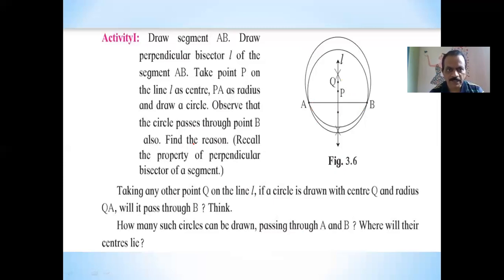Now look here, find the reason, recall the property of a perpendicular bisector of a segment. Taking any other point, look here, this is a point Q you have to take on that line here.